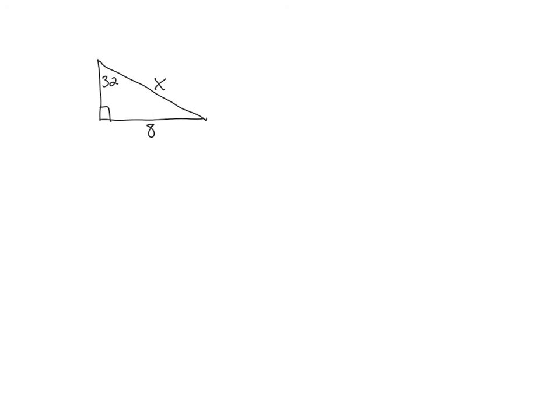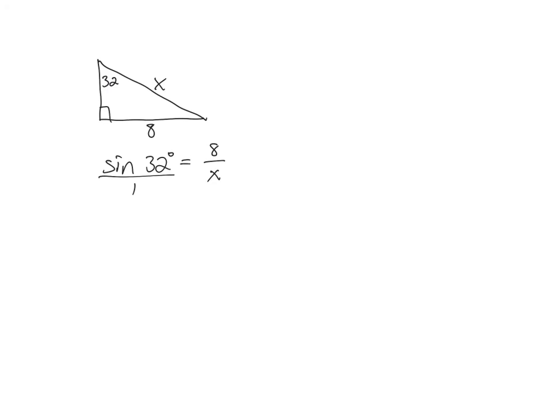So again, I got to identify, am I supposed to use sine, cosine, or tangent? Okay, so at the 32, I have 8, which is opposite, and the x, which is hypotenuse. Opposite and hypotenuse is sine. Eight over x. So be careful when you're setting stuff up that you don't just put the x on top each time.